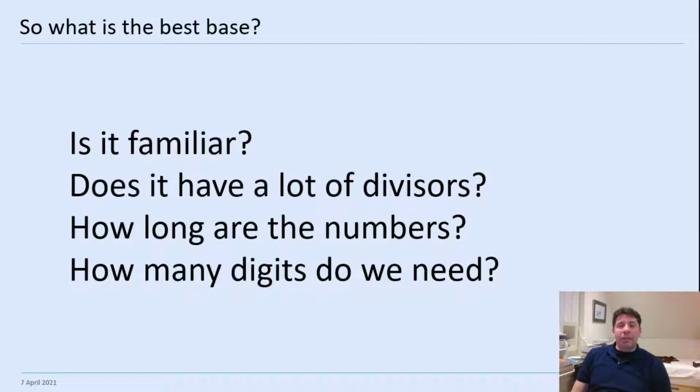How long are the numbers? In binary, we get very long numbers, which uses paper. But we need to learn fewer digits. With hexadecimal, it's the other way around. We have to learn a lot of digits, but the numbers are much shorter, so it's more economical in terms of space. So in binary, learning the multiplication table, all we've got to learn is 1 times 1 is 1, 0 times 0 is 0, 1 times 0 is 0, and 0 times 1 is 0. I need to think about that. Anyway, we only need to learn a very simple multiplication table.